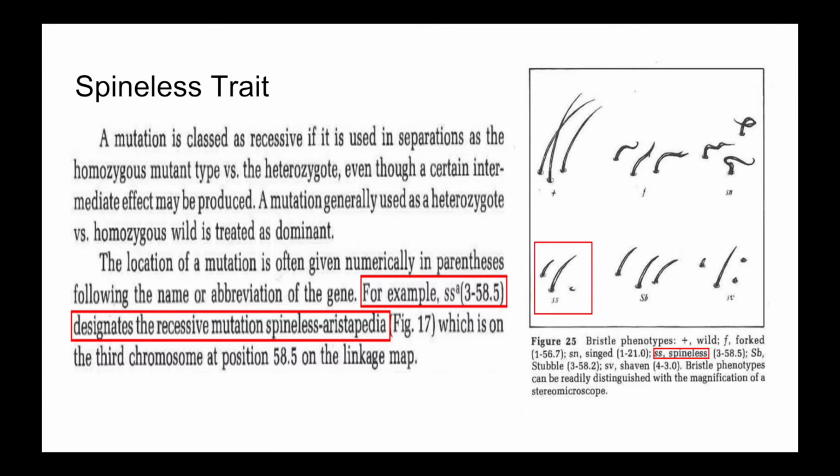Spineless bristles. This figure, as well as the text, clearly supports our claim that the spineless bristles are an autosomal recessive trait. This is shown through the lowercase genotype abbreviation ss of the trait, as well as mentioned with words in the text. All of this evidence was provided by the Carolina Biological Supply Company's Carolina Drosophila Manual.